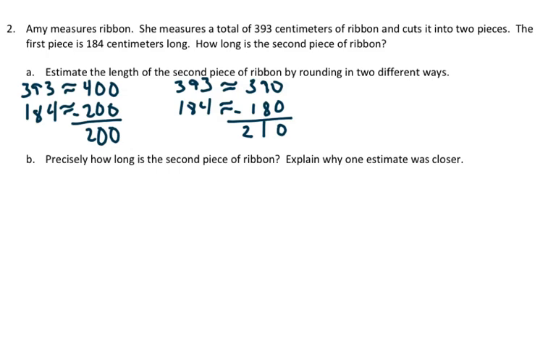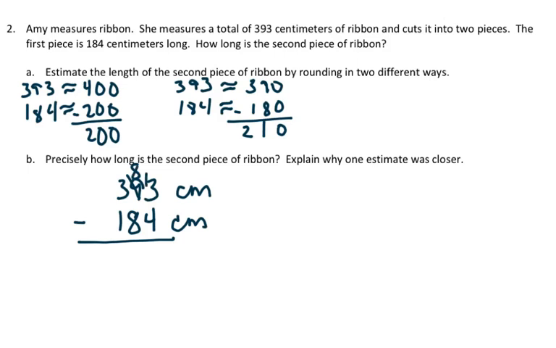Okay, so B says precisely how long is the second piece of ribbon and explain why one estimate was closer. So now we're going to take the actual numbers. We have 393 centimeters, and we're taking off the first piece, which is 184 centimeters. And that is 209 centimeters.